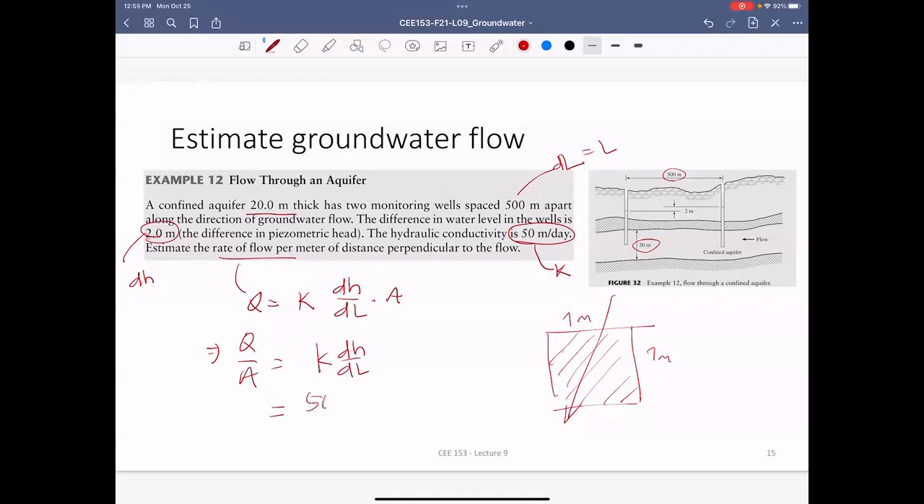So K value is 50 meter per day. DH is 2 meter. DL is 500 meter. So that value would be 10 over 50, so 0.2. This is the speed at which water is moving, 0.2 meter per day. But if you are calculating the flow, then the area here is basically 1 meter times 1 meter.